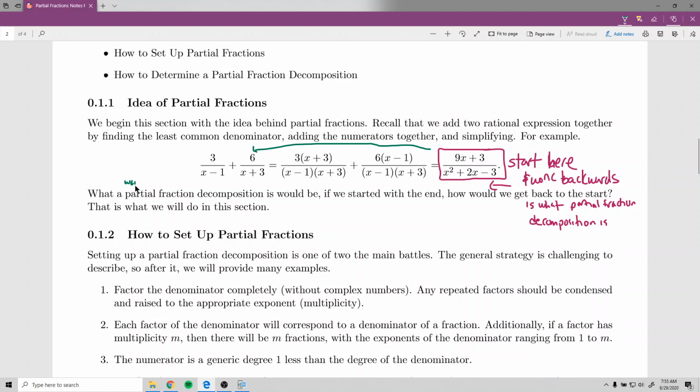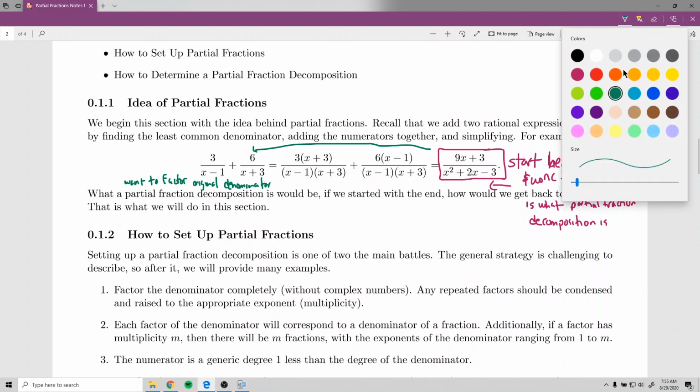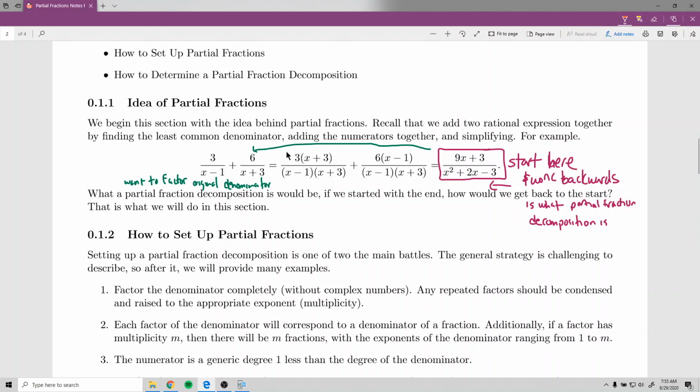We want to factor the original denominator. And this is really outlined below. I'm just previewing, especially because this is our easy example. It factors, and we have two different factors here. So we want to factor the original denominator, and then for each factor that we have, so x minus 1 and x plus 3, each gets a fraction with it, and each part goes in the denominator. So we'd have two fractions, x minus 1 in one denominator, x plus 3 in the other denominator.